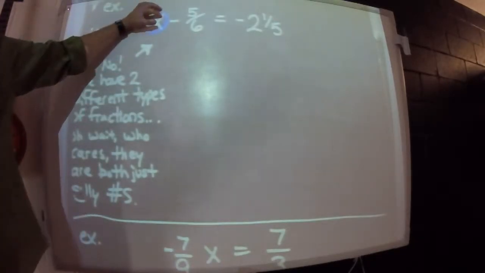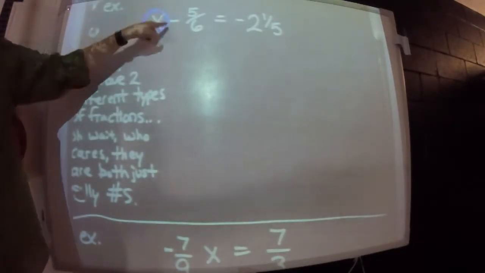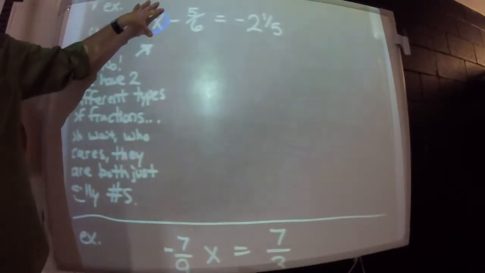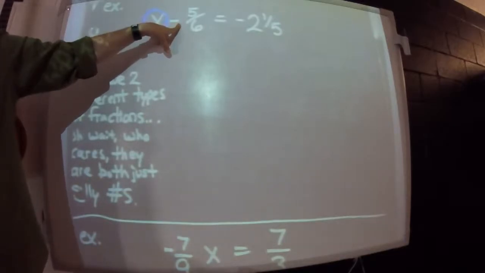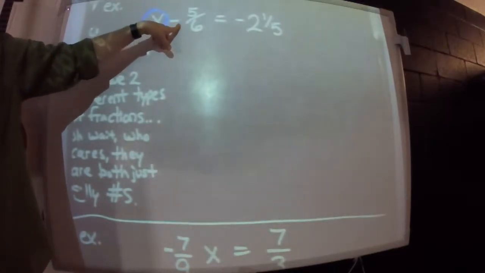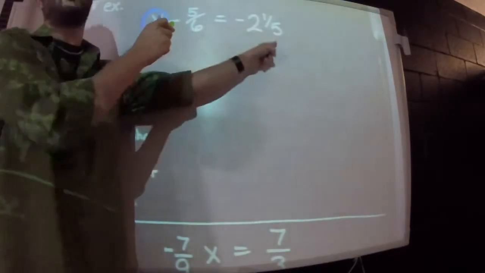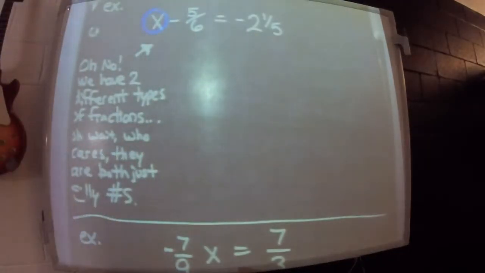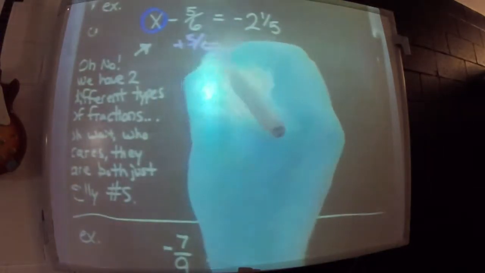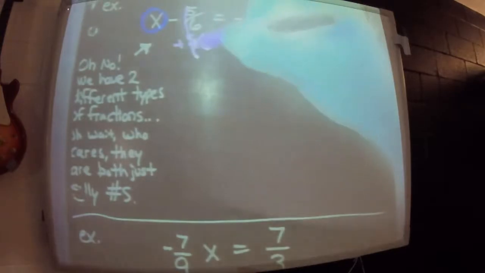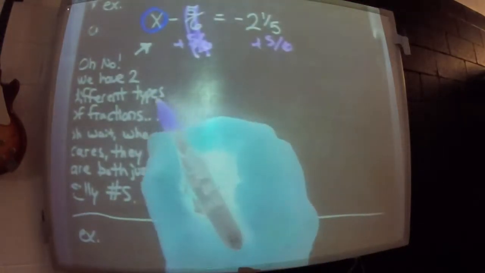Now there's something else on the left. What is it? Negative 5/6. If x is on the left, x needs to be the only thing on the left, so I need to kill negative 5/6. What kills a negative 5/6? Positive 5/6. So I'm going to put a plus 5/6 on both sides. Now negative 5/6 and positive 5/6, that killed it off. That was the whole purpose.